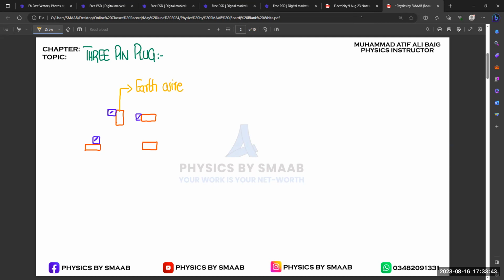Because we have three pins, it means three wires, right? So the first wire that is connected with the upper part is known as the earth wire. And the left one is known as the neutral wire. I will also explain these terms. And then the third one, that is not directly connected with the third pin but is actually connected with some other terminal, is known as the live wire.